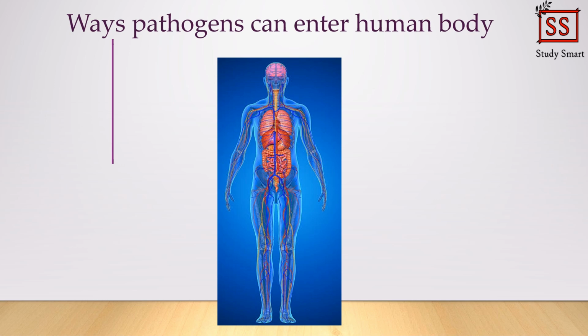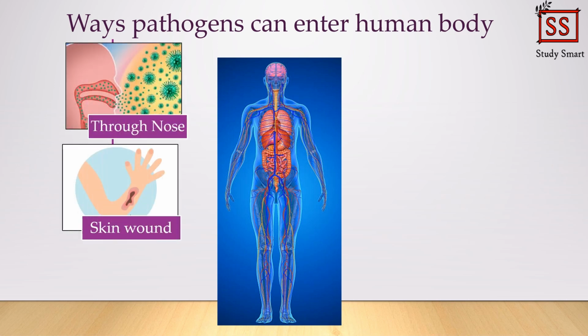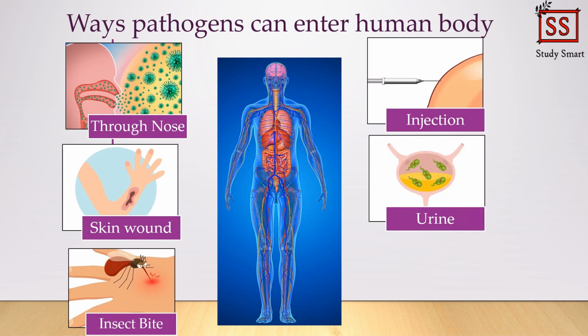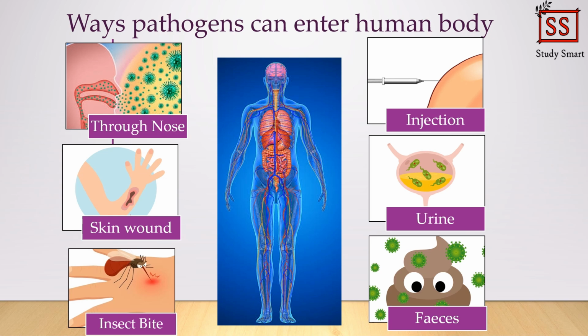Now, let's look into how pathogens can enter into our body. There are few ways pathogens can enter into our body, which is through nose, skin wound, insect bite, injection, urine, and finally through feces. So let's understand each of these points in detail.